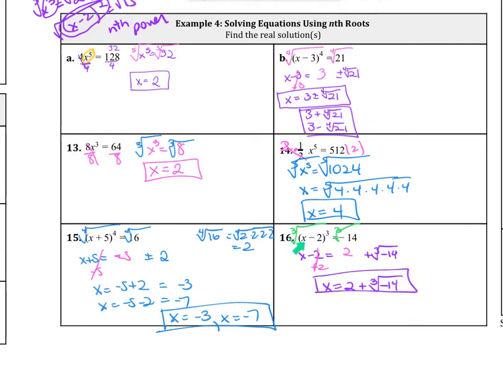Number 16, you have the cube root of x minus 2 cubed equals the cube root of negative 14. And so you would just keep it the same. Remember, we get one real nth root, so it's just the cube root of negative 14. I'll leave it just like that. So our final answer is x equals 2 plus the cube root of negative 14.